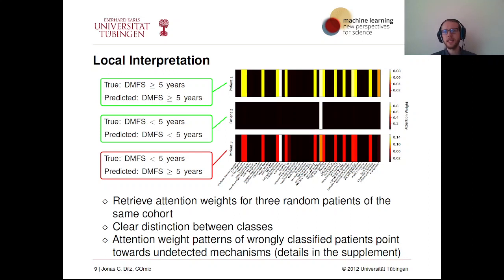This pattern was investigated by us in more detail in the supplement, and we saw that while some patients that were wrongly classified can be clearly identified as wrongly classified due to their attention pattern, we have a lot of patients that show a very similar pattern to patients in the class they get assigned to, which could point towards a mechanism for these patients that causes them to have a DMFS of less than 5 years that is not actually learned by the model. In any way, this suggests that there is a group of patients that should be investigated in more detail. In general, the results seen for our local interpretation capability suggest that COMIC's local interpretation provides meaningful information and enriches the prediction made by a model.